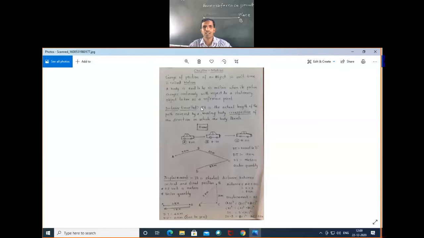So an example is given here. A person is traveling from A to B, 5 kilometer. Then from B he is traveling in another direction, 6 kilometer to C. Then from C to D he has traveled. So total distance covered is how much? 19 kilometer.